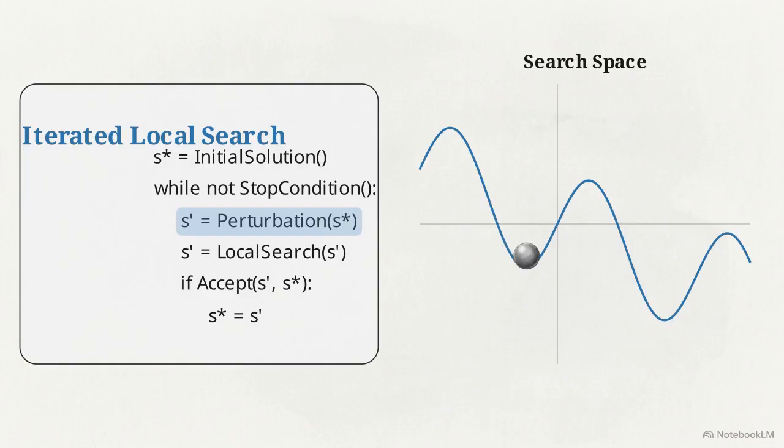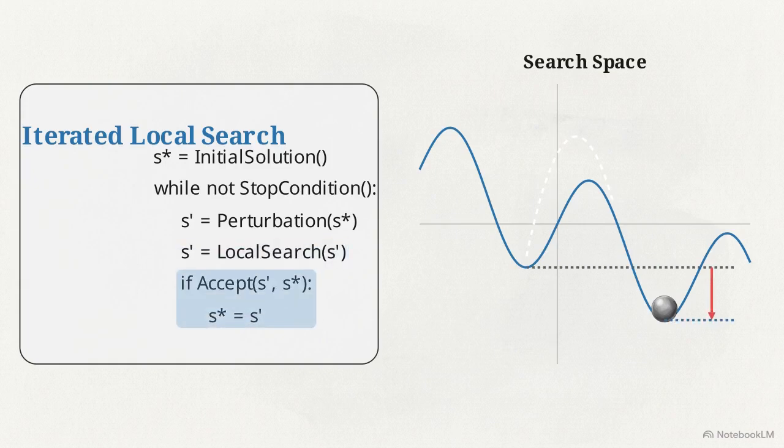Perturbation operates like a random kick. It forcefully displaces the current solution, launching it far enough to clear the local valley and drop into a completely different region of the graph. Once the solution lands, the algorithm resumes its standard local search. It evaluates the new immediate neighbors and rolls downhill until it settles into a new local minimum.